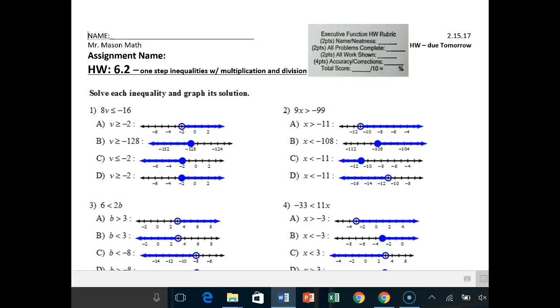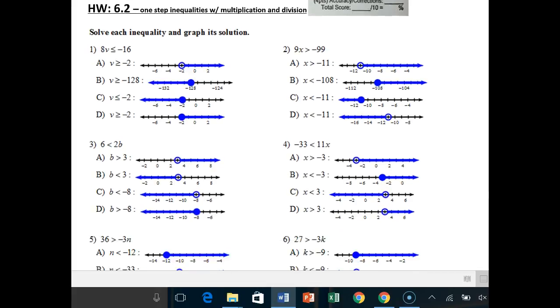So I'm going to help you out with homework 6.2 tonight. Remember, there's such a thing as both a rewrite flip and a negative flip. So we need to make sure that sometimes we might have to flip the inequality twice. I'll show you exactly what I mean by that.